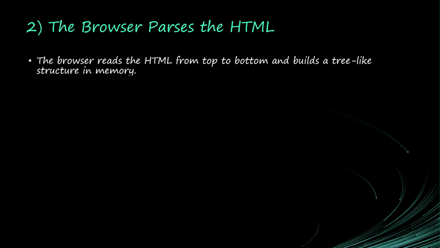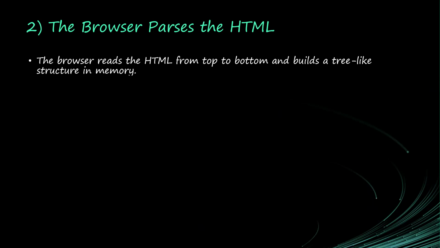And as it is reading it from top to bottom, it will build the DOM for you. The DOM is an object that will be in your computer memory. The browser will read the HTML from top to bottom, and after reading it, it will say, okay, I have gotten what I need to build.